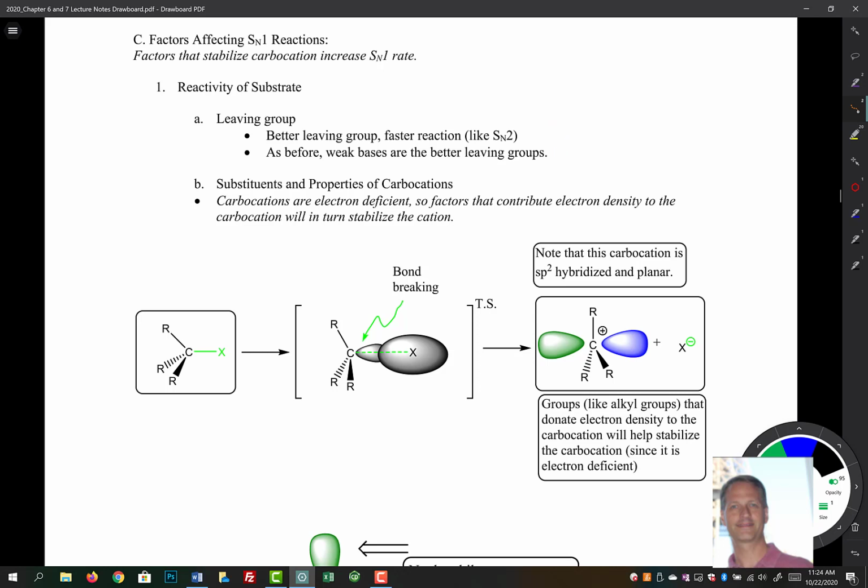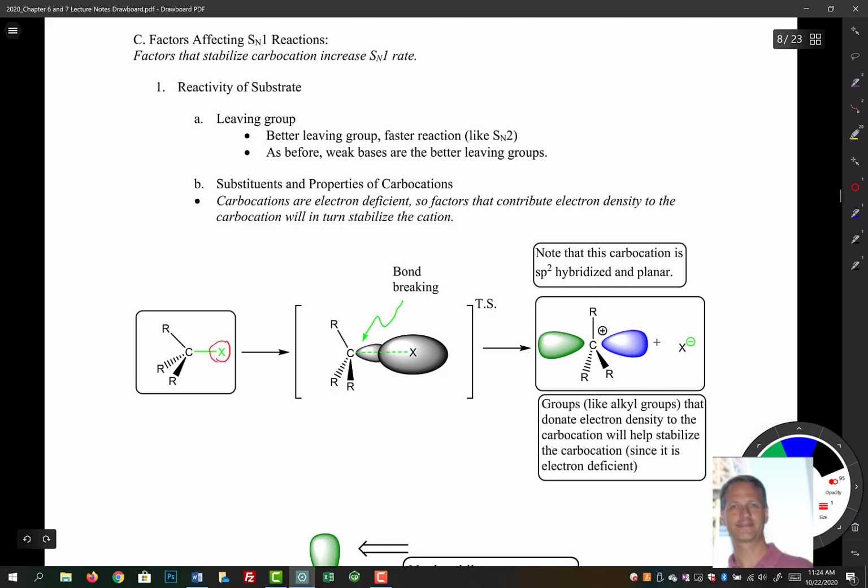What about the substituent properties and some of the properties of carbocations? Well, we know some of the properties. Remember that carbocations are electron deficient. So factors that contribute electron density to that carbocation will in turn stabilize that carbocation. If we look down here below, there's a nice little picture that I made for you guys. So here is our substrate, right? We have our leaving group right here.